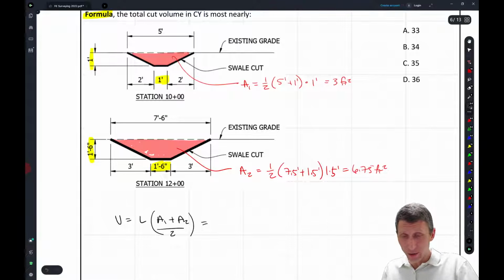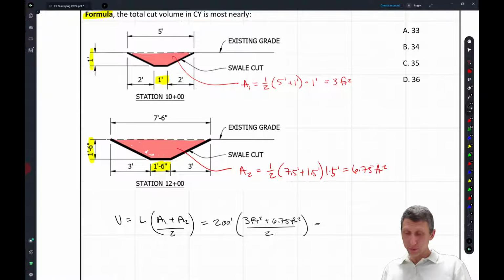Now we know that we're going from station 10 plus 00 to 12 plus 00. So that's 200 feet, and we're going to have a 200-foot cut here. We're going to take the average end areas, which is 3 square feet plus 6.75 square feet, divided by 2. And we're going to get a value that we hope is good. But the problem is, if you read the problem closely, you realize there are two problems. One, we get 975 cubic feet.